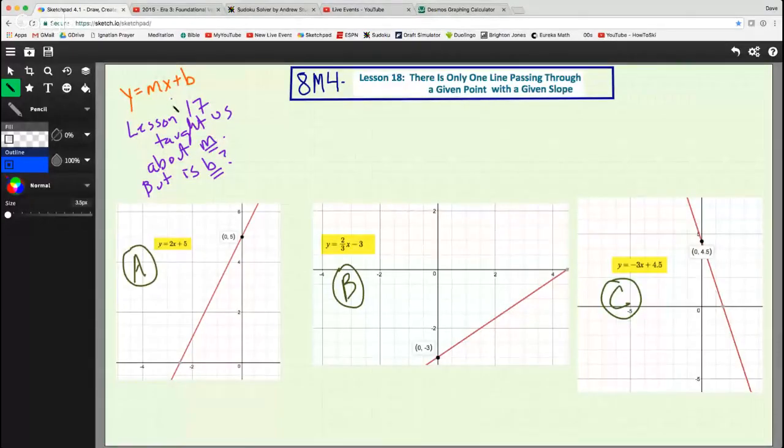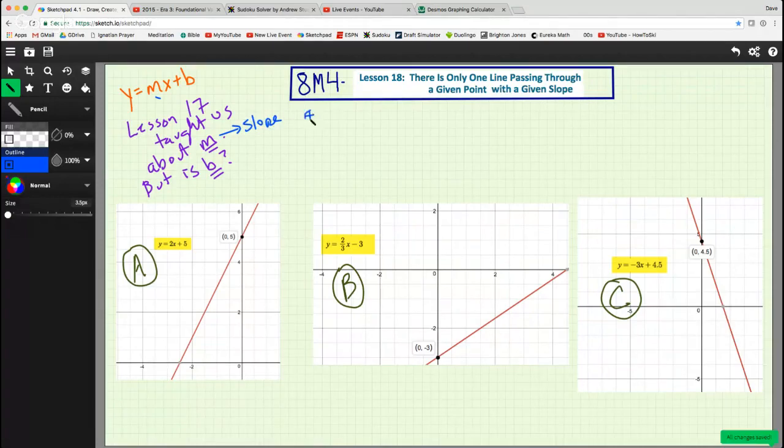So we're going to start off with, lesson 17 taught us all about m. It taught us about m in y equals mx plus b form. And what we learned is that m is the slope, right? And if it's positive, let's look at these three lines. Here we have a line of y equals 2x plus 5. It has a positive slope. And so our slope is 2, or 2 over 1, same thing.